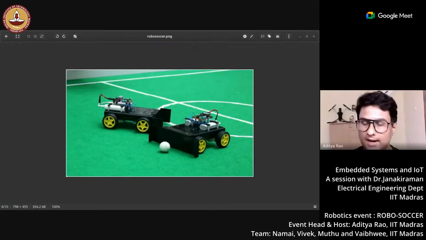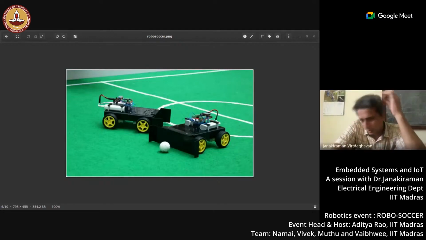So weight is not a matter, and to keep that in mind, also we have set a limit of 3 kilograms for the robot in the competition. It cannot be more than 3 kgs. Okay, fine. Okay, good. I think I'm done with all technical questions that I had.